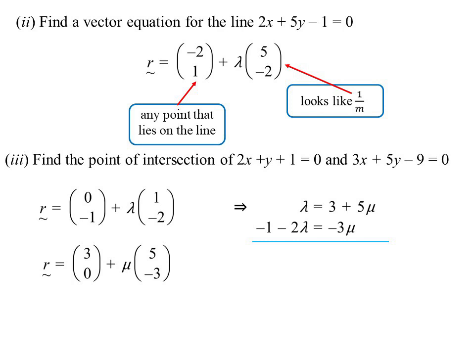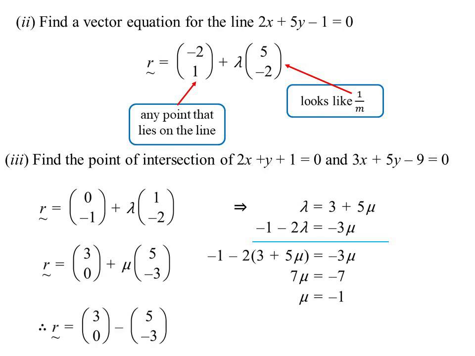But if I do the same for the y values, I'll get minus 1 minus 2 lambda is equal to negative 3 mu. Simultaneous equations, which shouldn't be a surprise really. That's how we do points of intersection. We use simultaneous equations, so we still are using simultaneous equations. But I end up with mu is negative 1. So I now know mu is negative 1 at the point of intersection. I can just substitute it back in, and 3, 0 minus 5, negative 3, and that would end up being the point negative 2, 3.